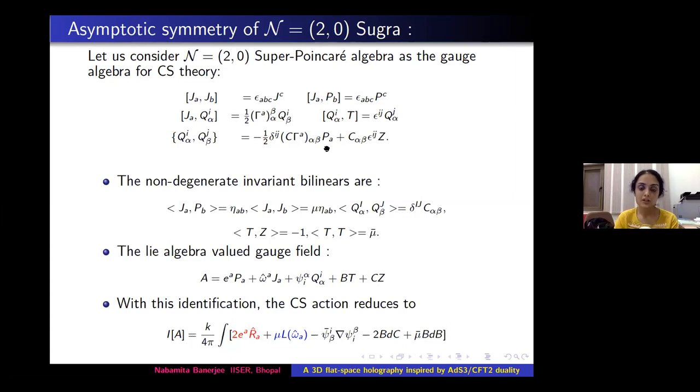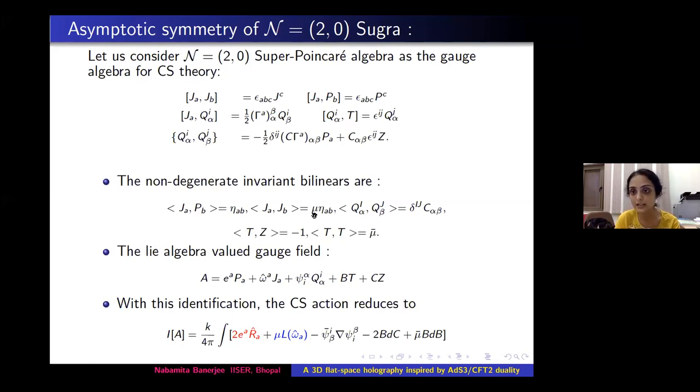Okay. So given this algebra, the first step is we can construct the non-degenerate bilinears. And here, Doga, as you can see, J with P is eta, and J with J is also eta. Others you can also compute. It's a simple calculation that one can do. But one important point to note is the following. Notice that in the JJ bilinear, I have a parameter called mu. This mu can take any value. In particular, mu can also be zero, and even then the metric would be non-degenerate. But mu can be non-zero also.